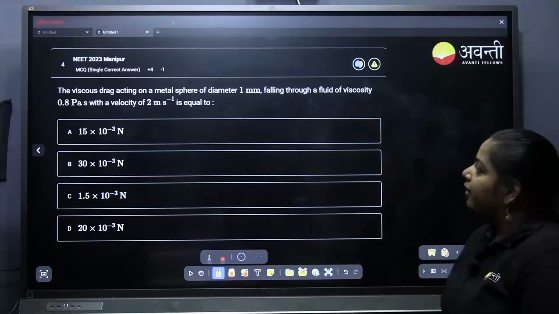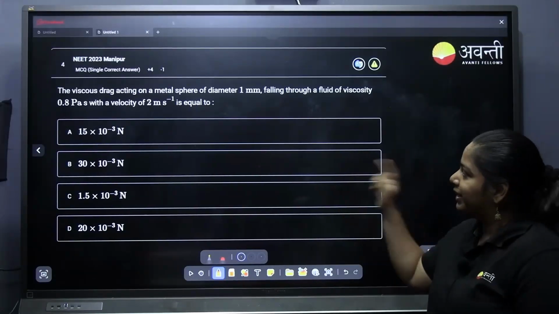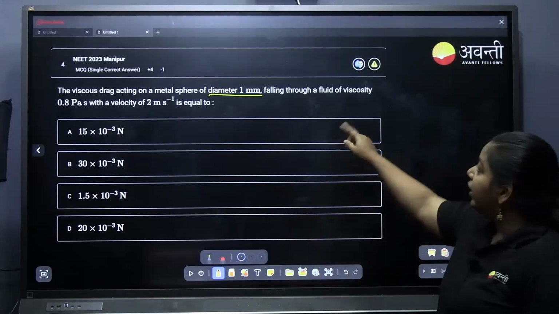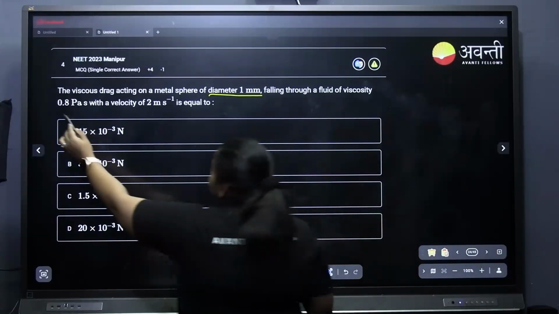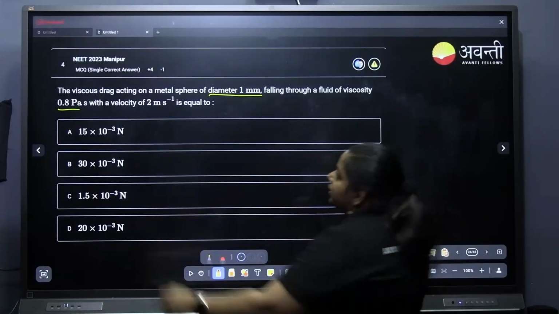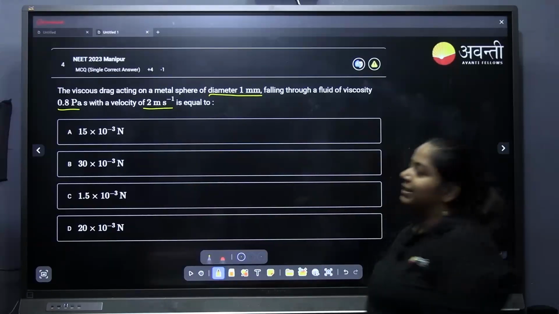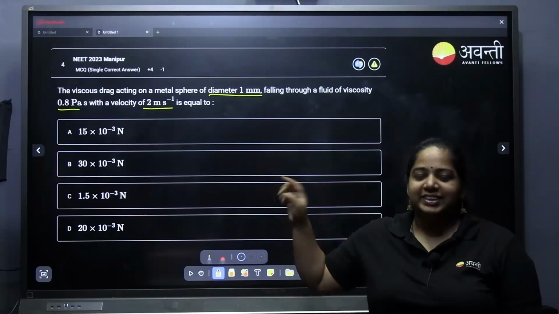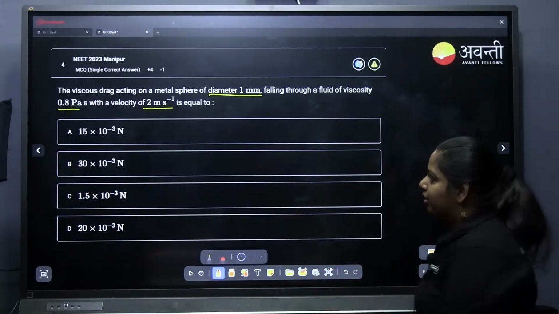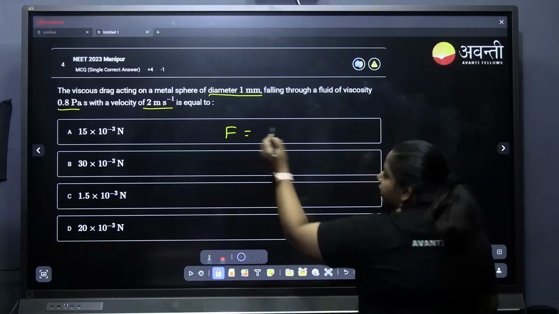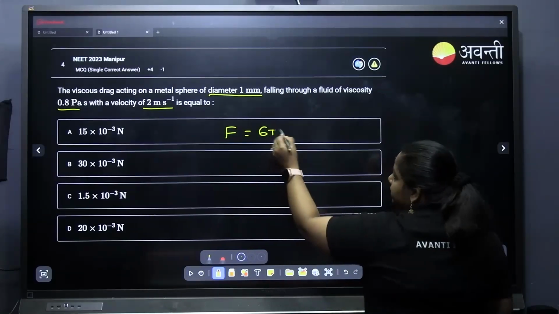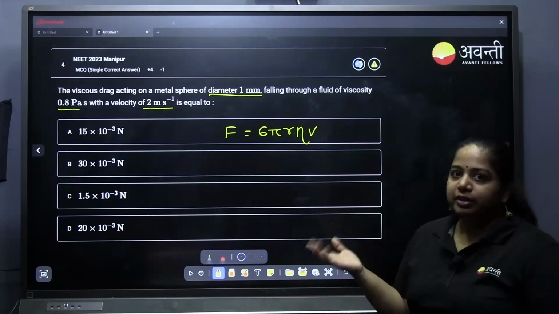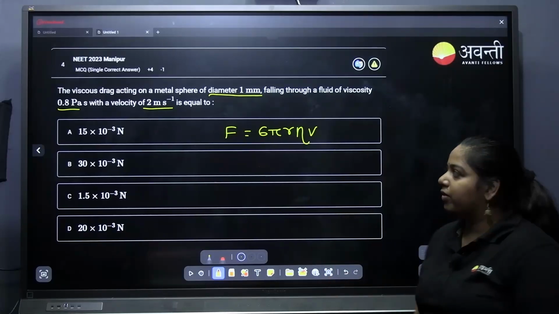Coming to the next one, viscous drag acting on a metal sphere of diameter 1 millimeter falling through a fluid of viscosity 0.8 Pascal second with a velocity of 2 meter per second. As I told you, if viscous drag is there in the question, what you have to find? Stokes law force. From that we will get the force. So 6 pi r eta v. This is the viscous drag that you have to find.